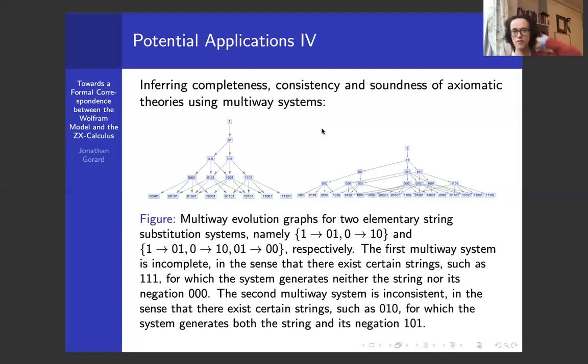So just as a very, very simple example of roughly how that works, if you imagine these multiway systems as being like a very, very idealized version of a logical diagrammatic rewriting language, in which you have one and zero maybe representing true and false, where one and zero are each other's negation, then in this particular case here, we can infer from the structure of the multiway system that the associated rewriting system must be incomplete, because there are certain strings like 111 for which the multiway system neither generates 111 nor its negation 000. On the right here, there's an example of a multiway system where we can infer that the associated axiomatic foundation is actually inconsistent, because there are certain strings like 010 for which both 010 and its negation 101 are generated.